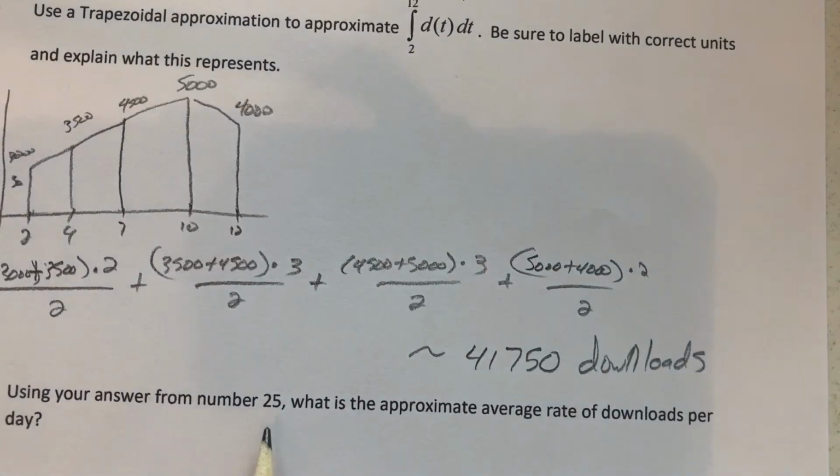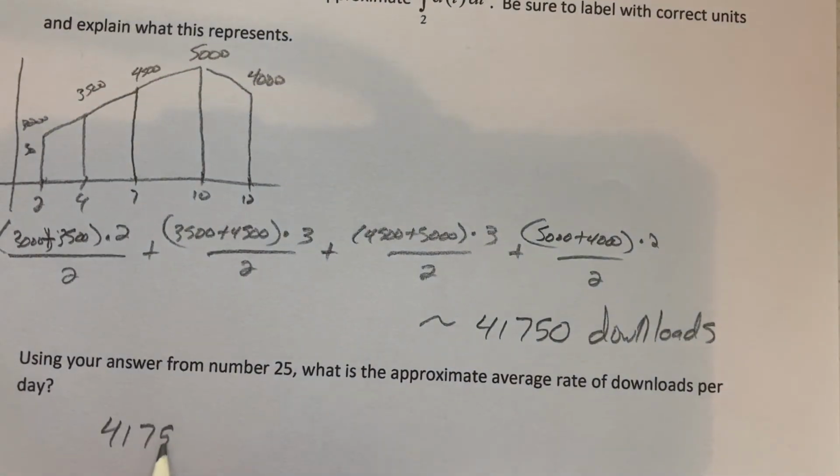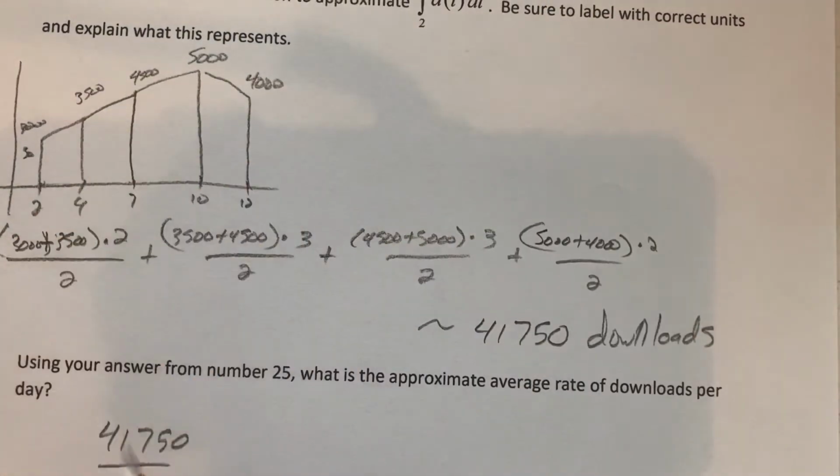All right, using our answer for number 25, what is the approximate average per day? Well, we think it was downloaded 41,750 times, and it took 10 days for that to happen, from 12 to 2. So we think the average rate was 4,175 downloads per day.